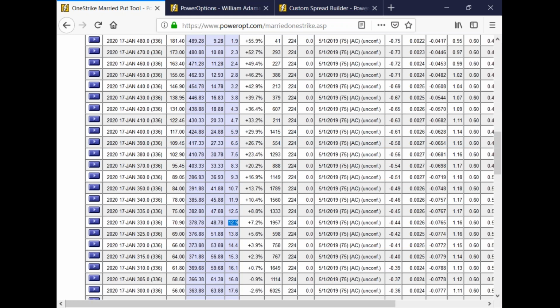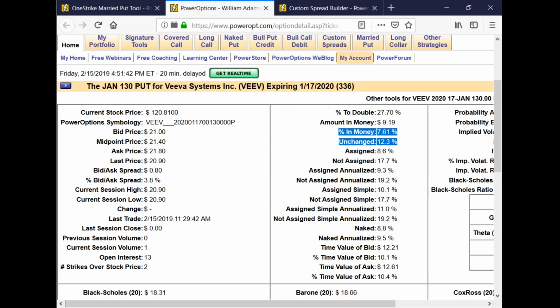All right, so that's my thoughts on those. Any stock that you're bullish on as well will work for the radioactive trading techniques, the married put techniques, to stack the market odds in your favor.